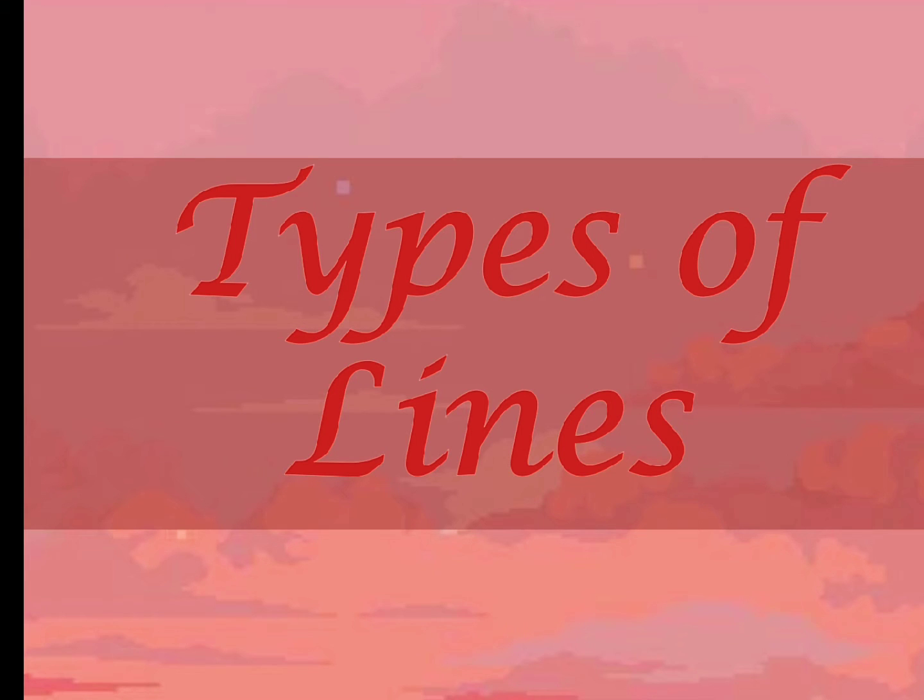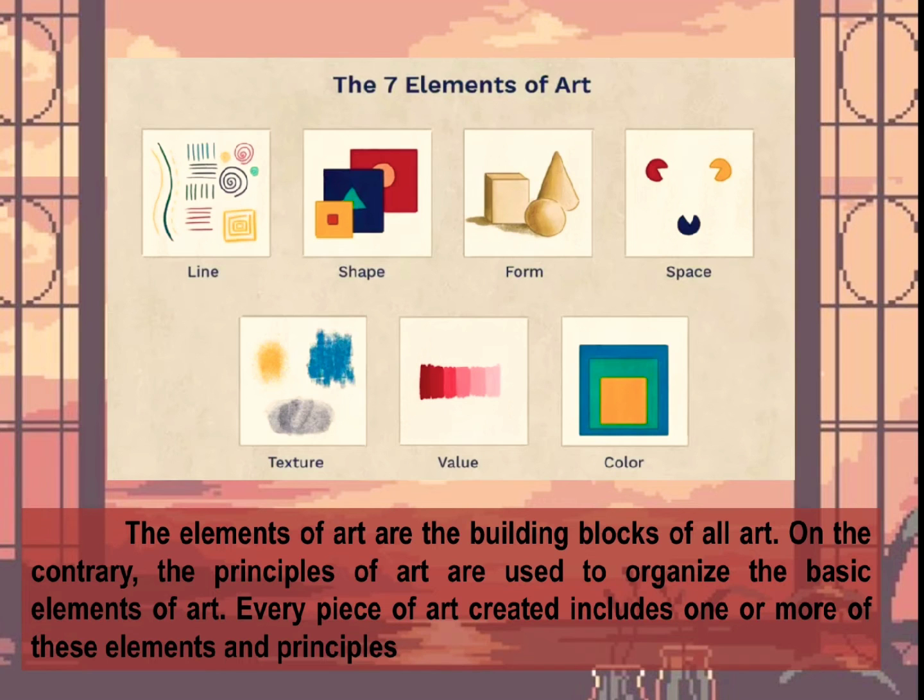Hello everyone, today we will discuss the different types of lines used in art. In our previous topics, we learned that these 7 elements are the building blocks of all art, and the principles of art are used to organize the basic elements. Every piece of art created includes one or more of these elements and principles.